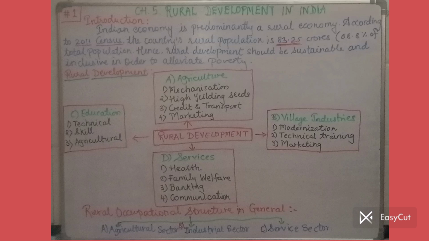Now, what is the occupational structure in general in the rural area? Generally, there are three sectors we may divide. Indian rural area, occupation wise, we may divide in three sectors: agricultural sector, industrial sector, by which we mean mainly small and cottage industries, and the service sector.